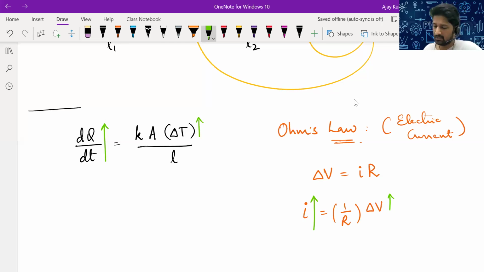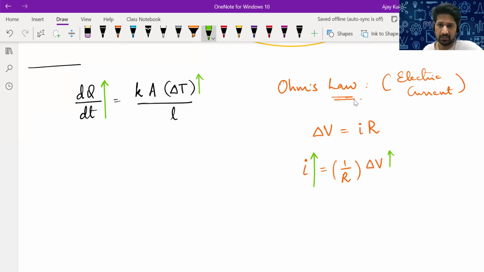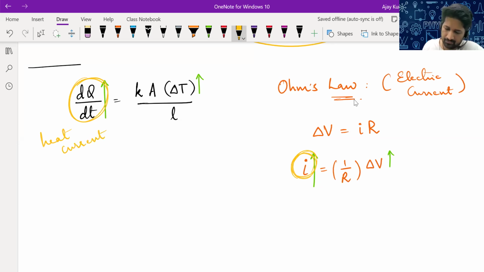Now you can observe a similarity or an analogy between these two equations. In Ohm's law, you have electric current on the left hand side. In the law for conduction that we have discussed, we have heat current on the left hand side. You can call it I. Right hand side, there is potential difference in Ohm's law. In the law for conduction, there is temperature difference. Potential difference drives electric current, temperature difference drives heat current. So they are analogous to each other.